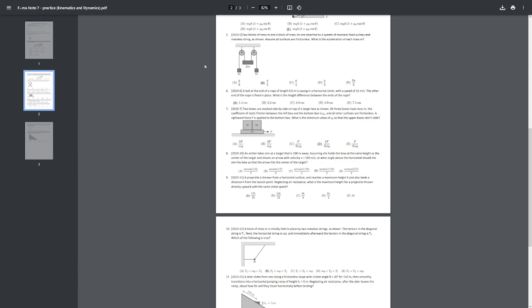It's A, 1.1. All right, number 7, 2 boxes are stacked side by side on top of a larger box as shown.